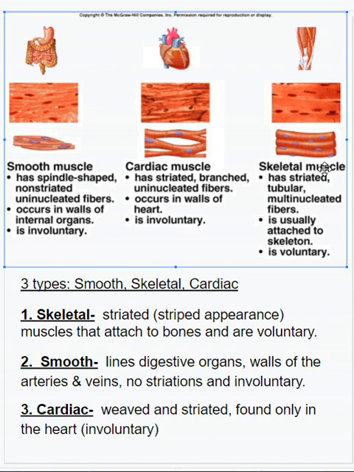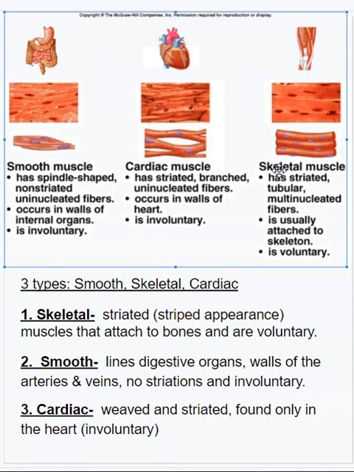Skeletal muscle is the third and final variety. It is multinucleated because it has these long fibers, and it's usually attached to skeletal structures. The only exception to that that's coming to mind right now is the diaphragm, which is connected to the rib cage on the outside of it.